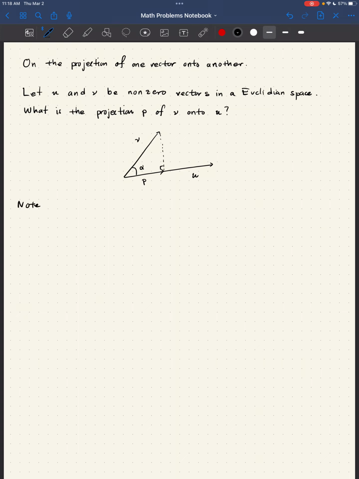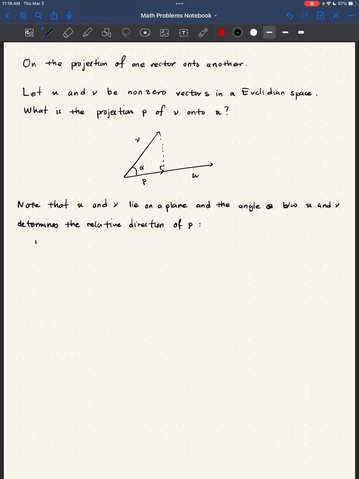So let me start like this. Note from the picture that we can see, at least to get some intuition, that U and V lie on a plane, and the angle alpha between U and V determines the direction of P. What do I mean by that?